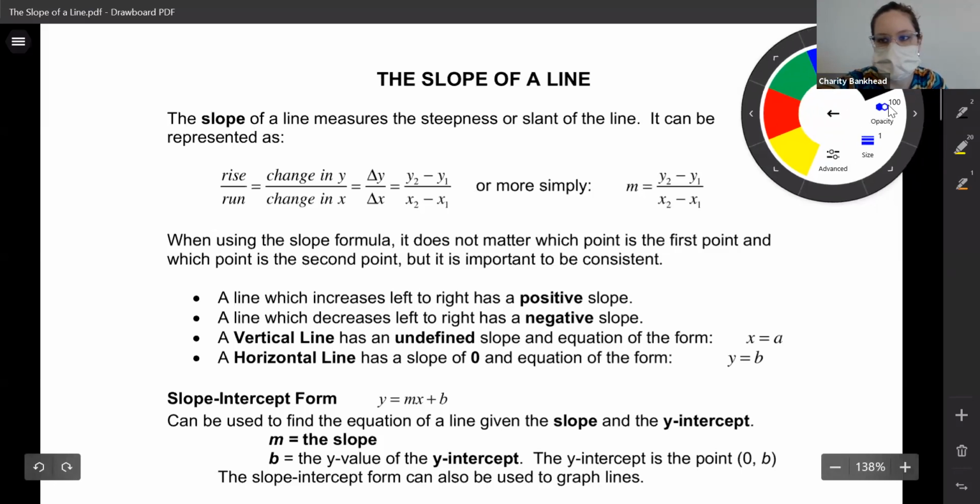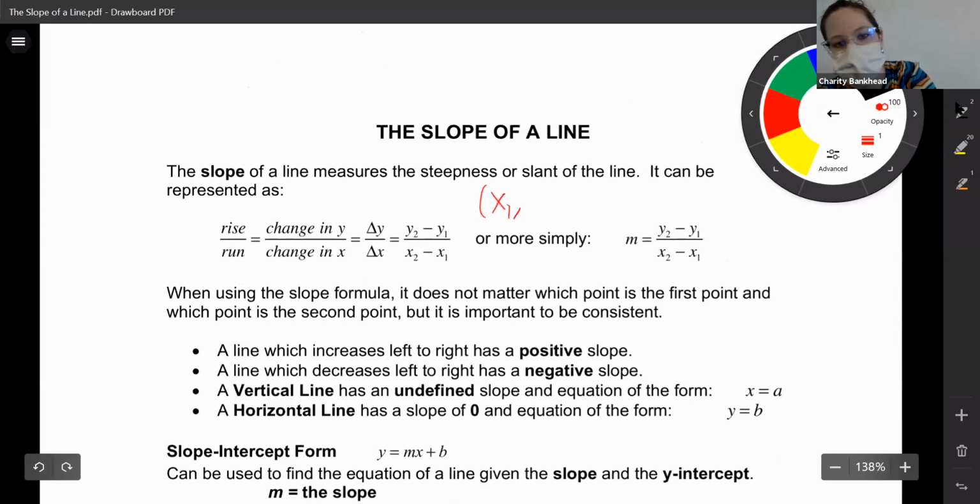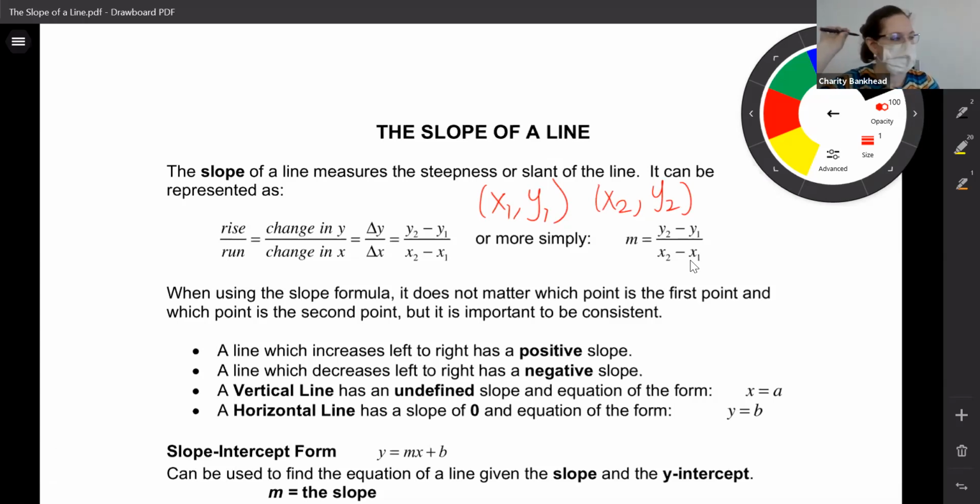So if you have 2 points on the line, x1, y1, and x2, y2, then your formula to calculate the slope, where m represents the slope, is m equals y2 minus y1 over x2 minus x1.